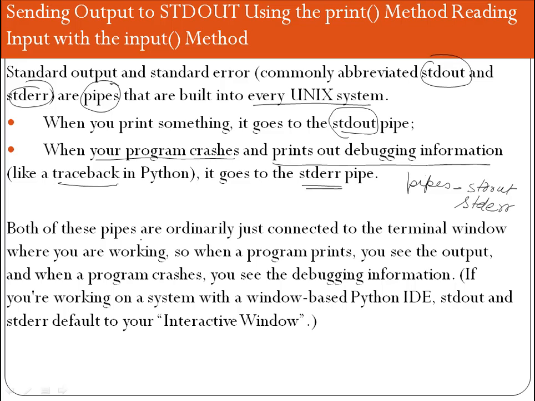Both of these pipes are ordinarily just connected to the terminal window where you are working. So when a program prints, you see the output. When the program crashes, you see the debugging information. And if you are working on a system with a Windows-based Python IDE, STDOUT and STDERR default to your interactive window.